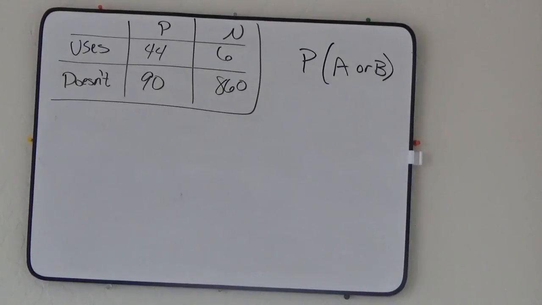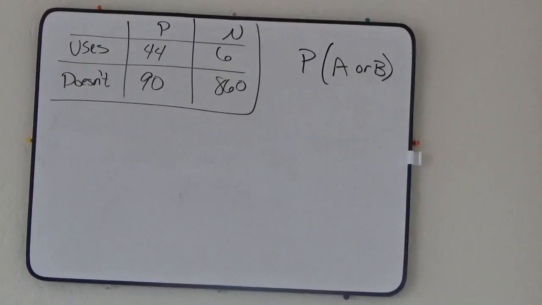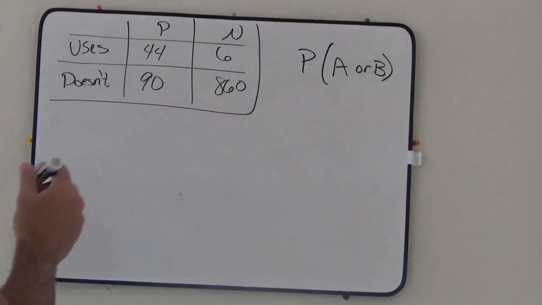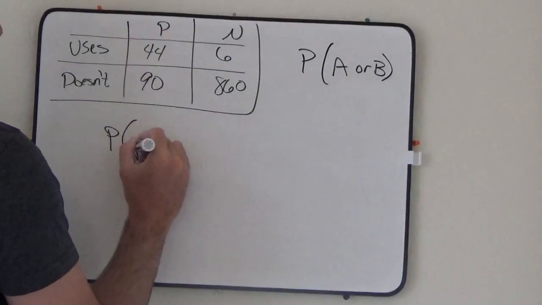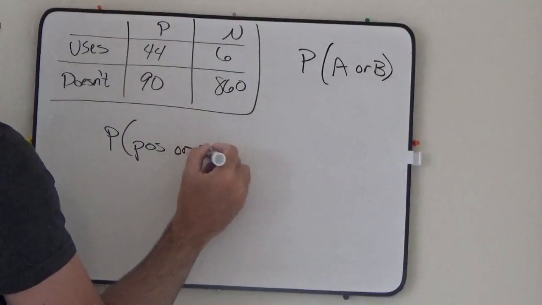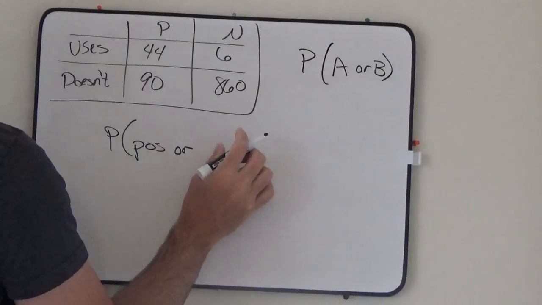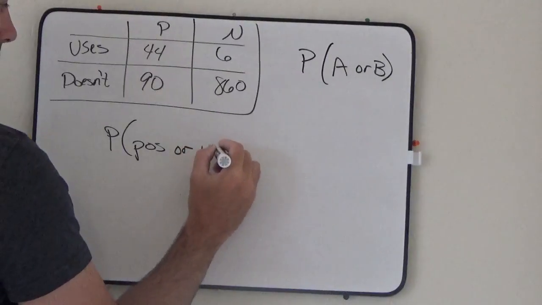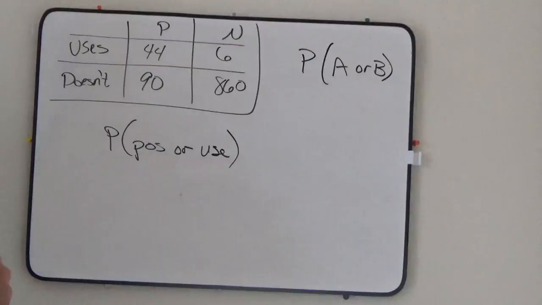Now, remember the drug screening thing? We have those that use, they got the positive results and negative results, and those that don't use, positive and negative results. So this goes back to past videos, okay? We want to find the probability of a positive test or that they use drugs. Okay? So we're going to find the probability that it's positive or they use drugs.